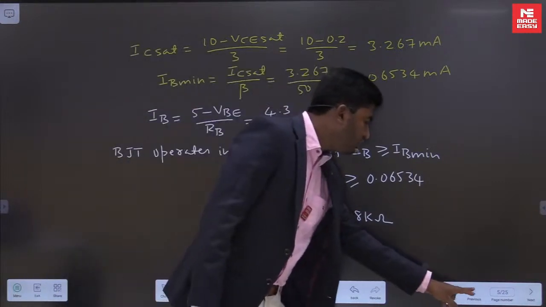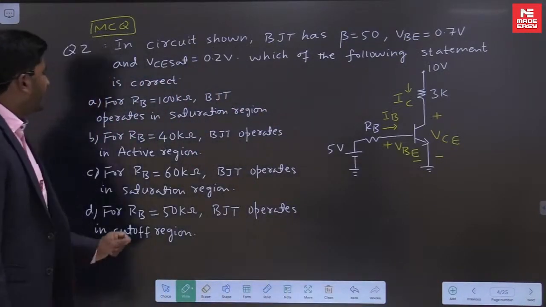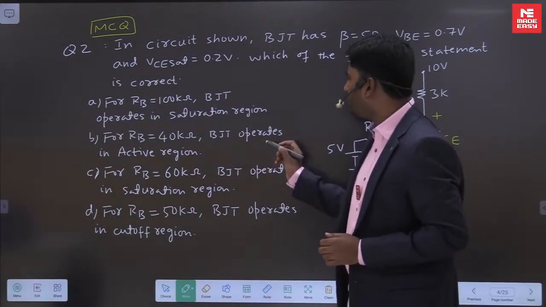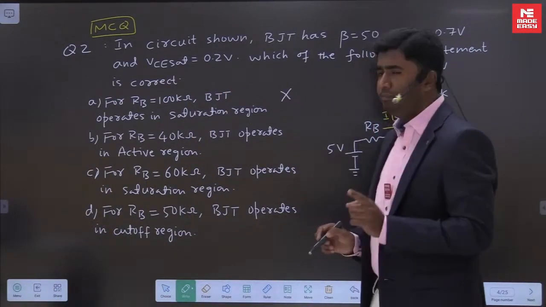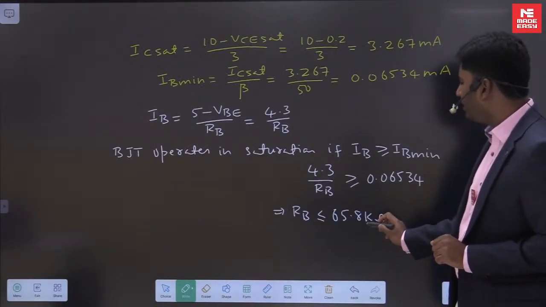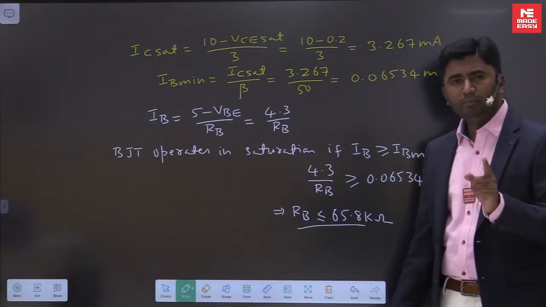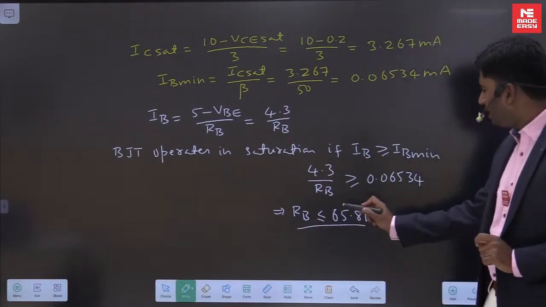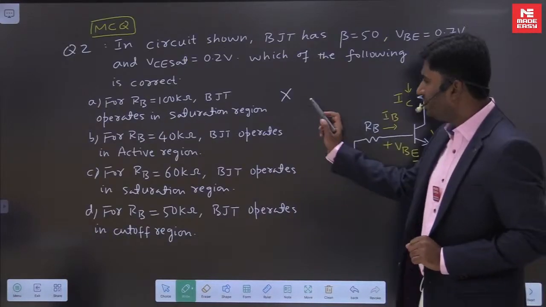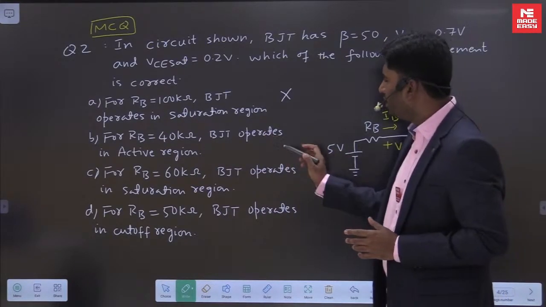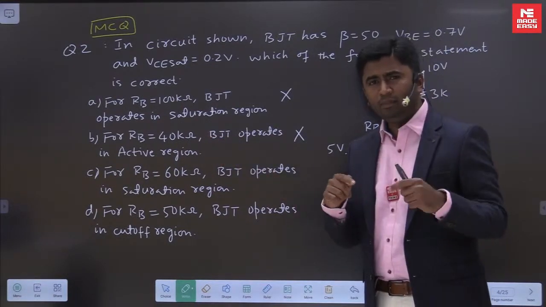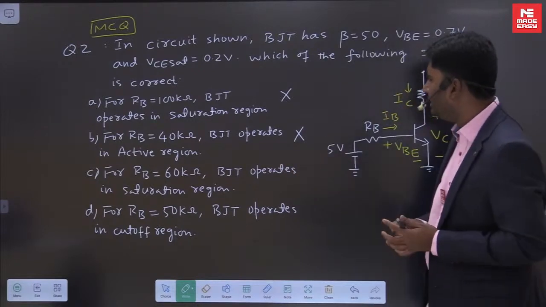RB less than or equal to 65.8 kilo ohms, the BJT will operate in saturation. Now you look at the options. For RB equal to 100K, the BJT is in saturation. No, that will be wrong, because the BJT is in saturation when RB is less than 65.8 kilo ohms. This we need to keep in mind. So option A will be incorrect. Option B is also false, because for RB equal to 40K, the BJT will be in saturation. So option B is wrong.